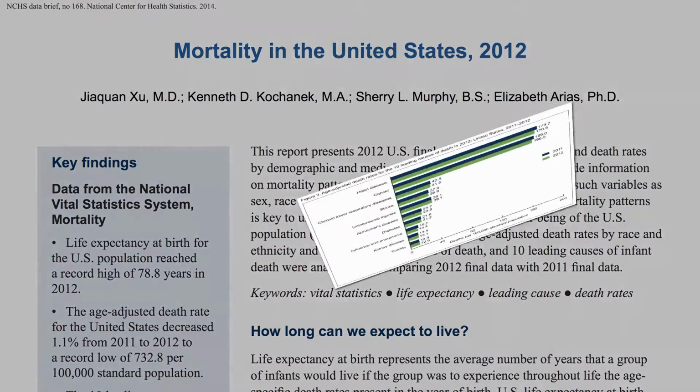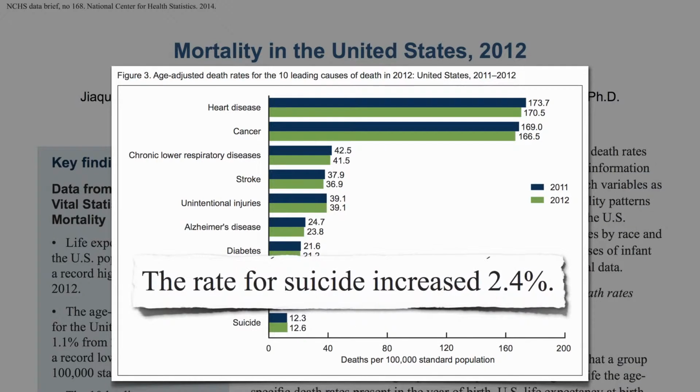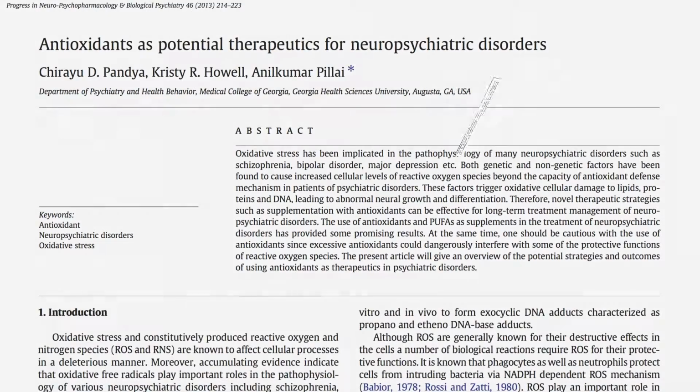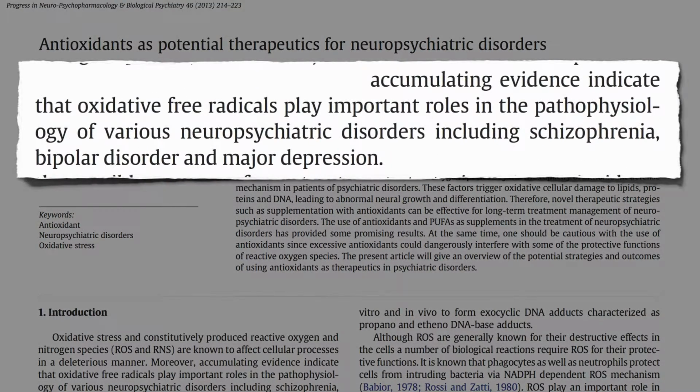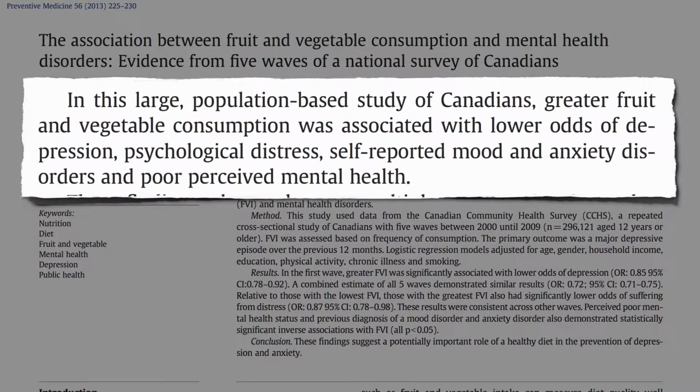According to the latest from the CDC, the rates of all of our top 10 killers have fallen or stabilized except for one: suicide. Accumulating evidence indicates that oxidative free radicals may play important roles in the development of various neuropsychiatric disorders, including major depression. For example, in a study of nearly 300,000 Canadians, greater fruit and vegetable consumption was associated with lower odds of depression, psychological distress, self-reported mood and anxiety disorders, and poor perceived mental health.